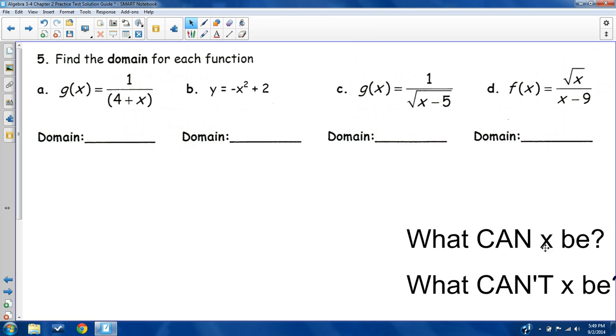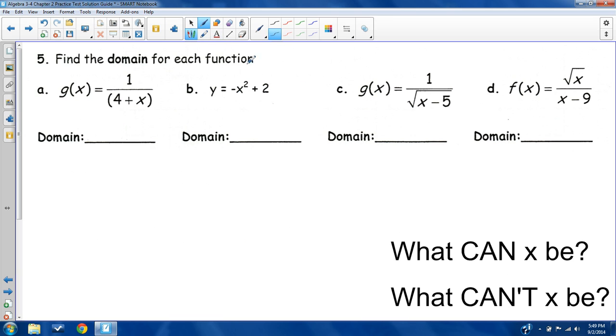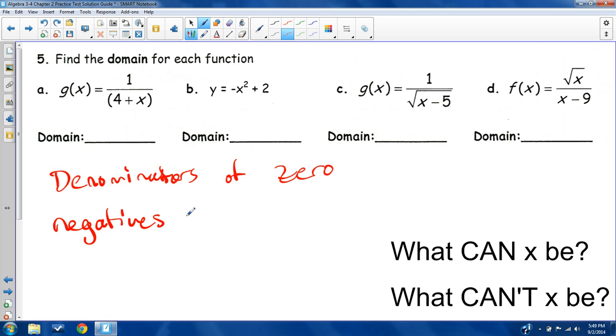Okay, as far as you're concerned, there are only two scenarios, really, where we need to consider that x is going to have restrictions. And that is denominators that are 0, and negative numbers in square roots. If I have a negative in a square root, or if I have a denominator of 0, that means there are issues with what x cannot be. So let's go and take a look at that.